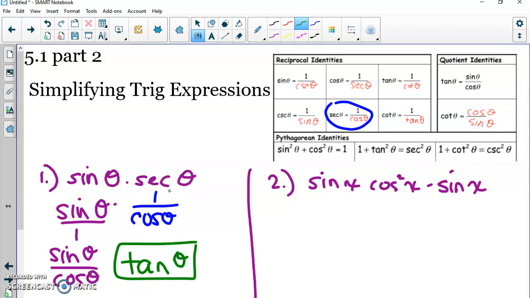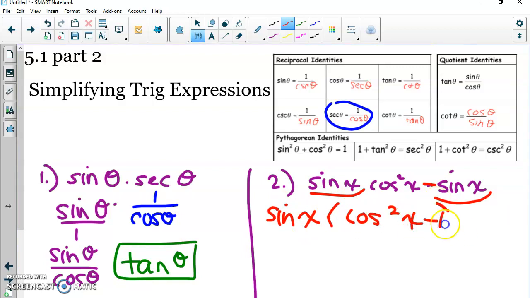Number two, when you have two terms. We have two terms separated by this subtraction sign here. Always look and see if anything could be factored. Is there anything that's in both terms? In this case, sine x is in both. So if you factored out sine x, you would have cosine squared x minus 1, because you were taking this whole piece of the term out, but there is a subtraction sign in front of it. Cosine squared x minus 1.